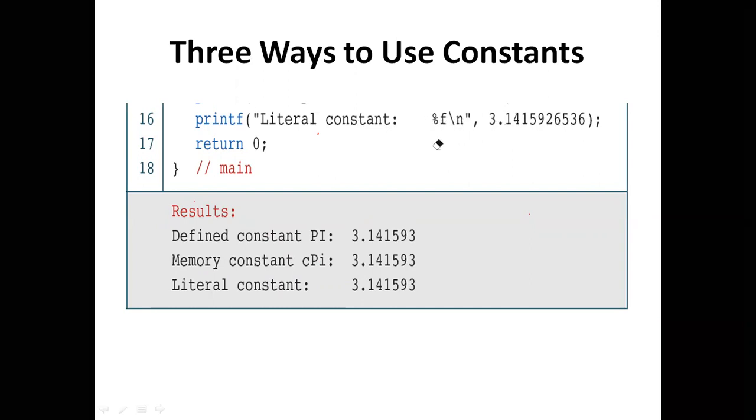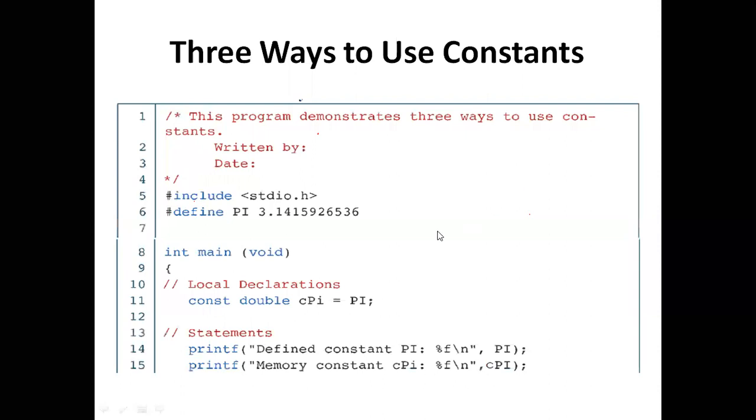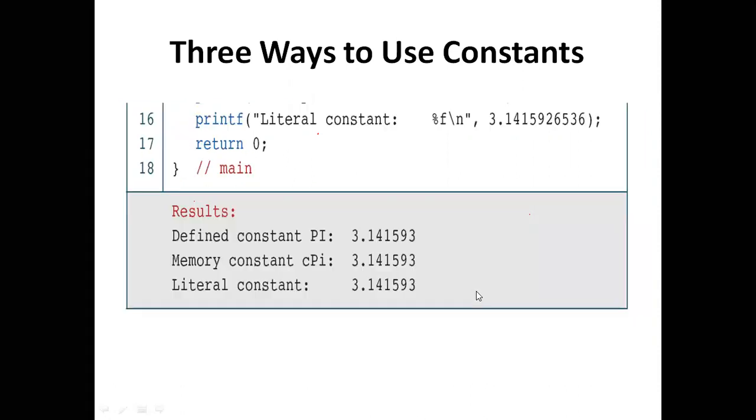This program demonstrates three types of constants: the defined constant, the memory based constant value, and the literal based constant value. This is all about the constants inside the C language.